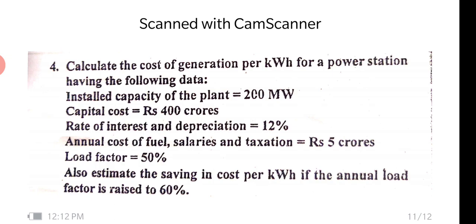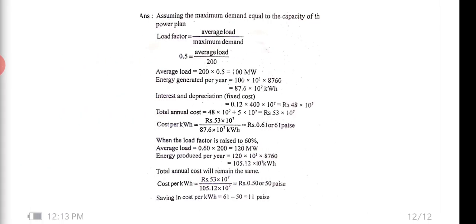Now he has given that installed capacity is 200 megawatt. The capital cost is 400 crores. Capital cost means the amount of money we have to invest to set up this power plant. First cost. Then every year you have to pay the interest and depreciation at the rate of 12%. This is fixed cost. Because we have already borrowed 400 crores to set up this plant, we have to pay interest. And then the annual cost of fuel, salaries and taxation, this is a variable cost because it will vary. And the load factor is given as 50%. But if we increase the load factor from 50 to 60%, what is the saving? So this is being asked. So very simple it is.